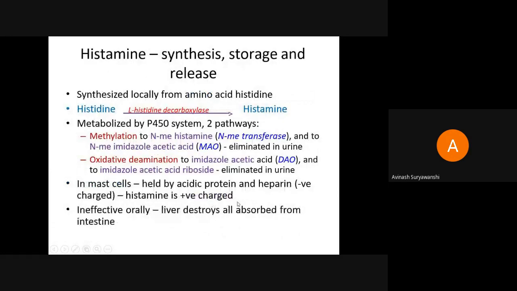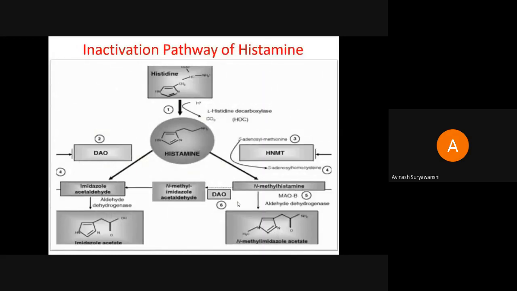Okay, now we're going to talk about how our body synthesizes histamine. Our body synthesizes histamine in this way. You can see histidine, the amino acid. This is responsible for the synthesis of histamine. The enzyme histidine decarboxylase is very important to convert this histidine into histamine. They cause decarboxylation. You can see here carbon dioxide is removed from the histidine, forming histamine.